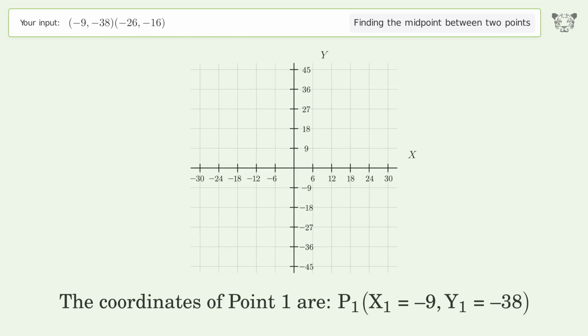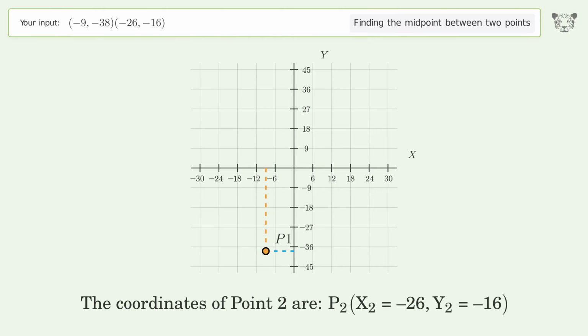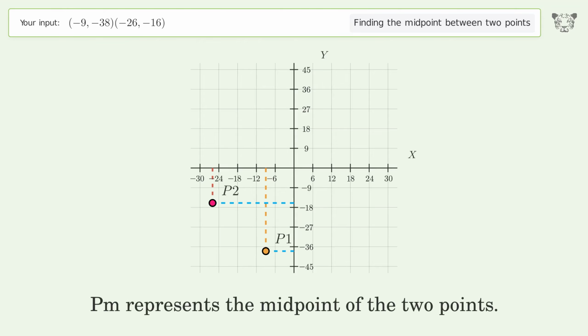The coordinates of point 1 are, x1 equals -9, y1 equals -38. The coordinates of point 2 are, x2 equals -26, y2 equals -16. PM represents the midpoint of the 2 points.